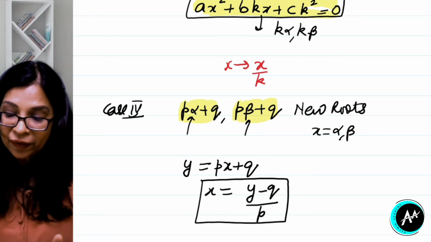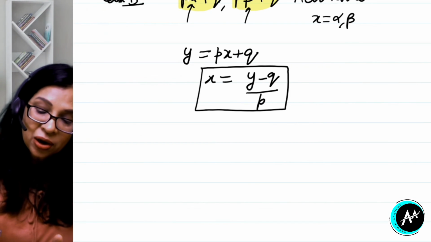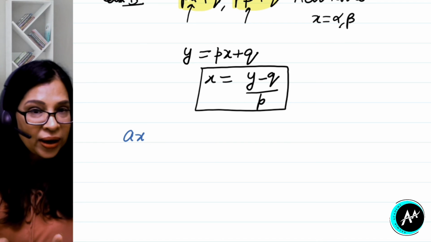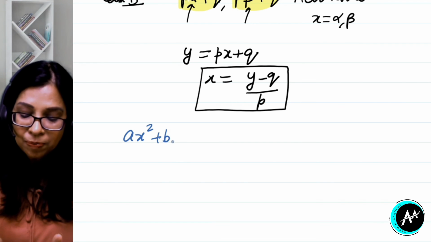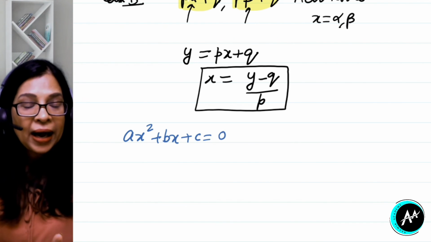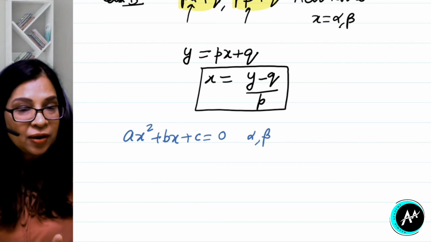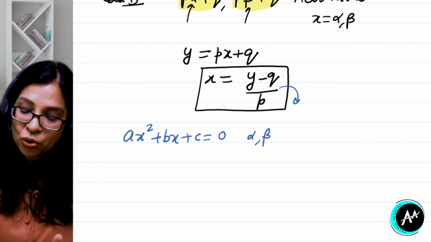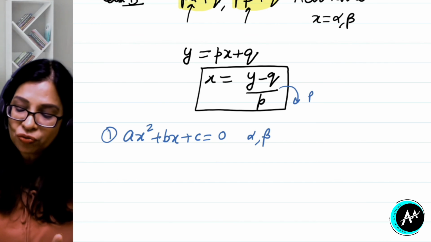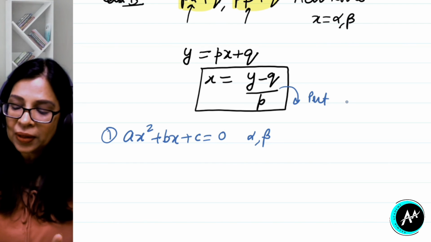Now let us put it in the original equation. What was the original equation? It was ax square plus bx plus c equal to 0, and the roots were alpha and beta. Now let us put in 1. Okay, this was 1. So we put this substitution in 1.